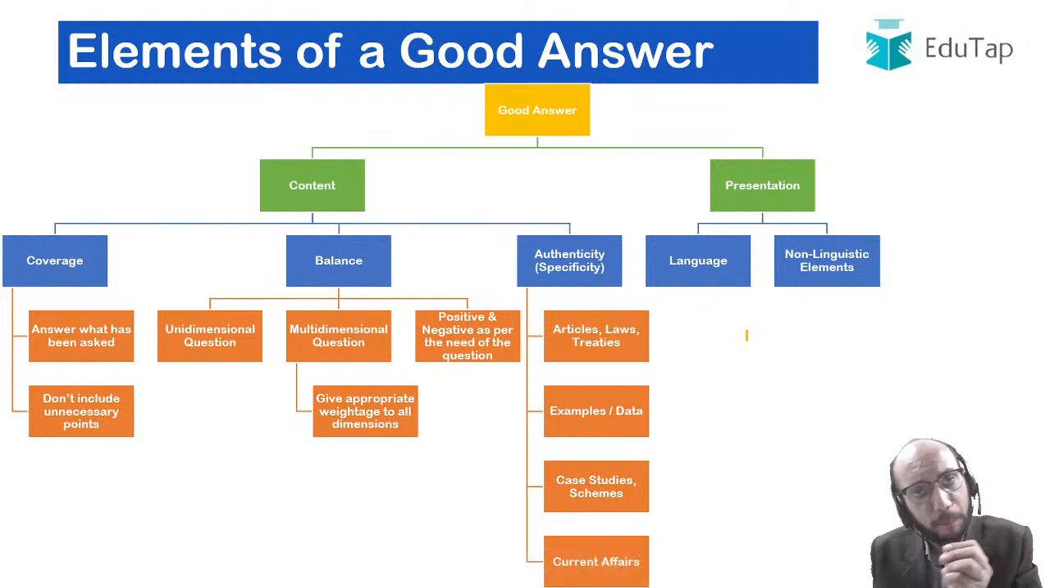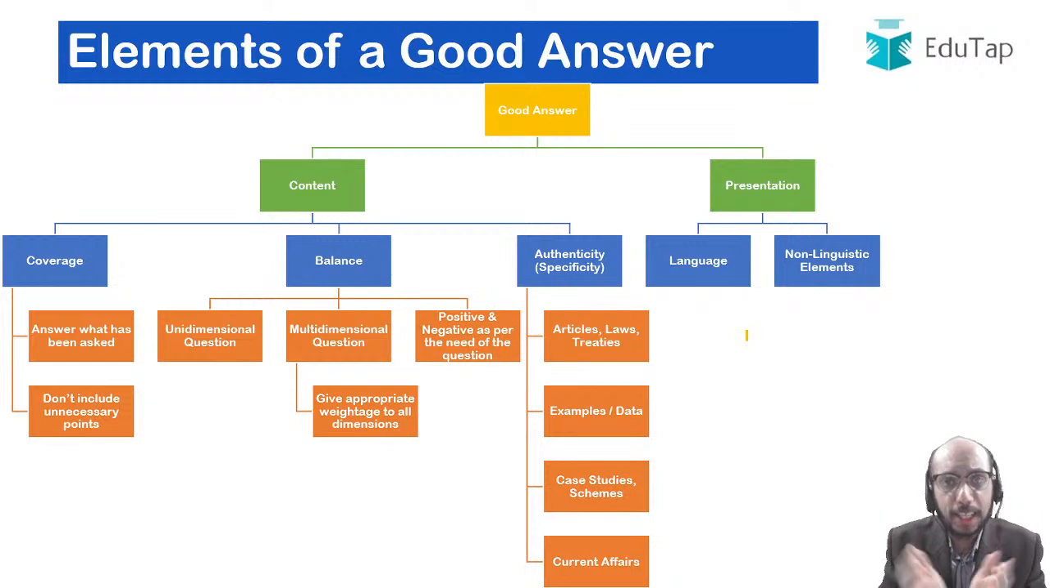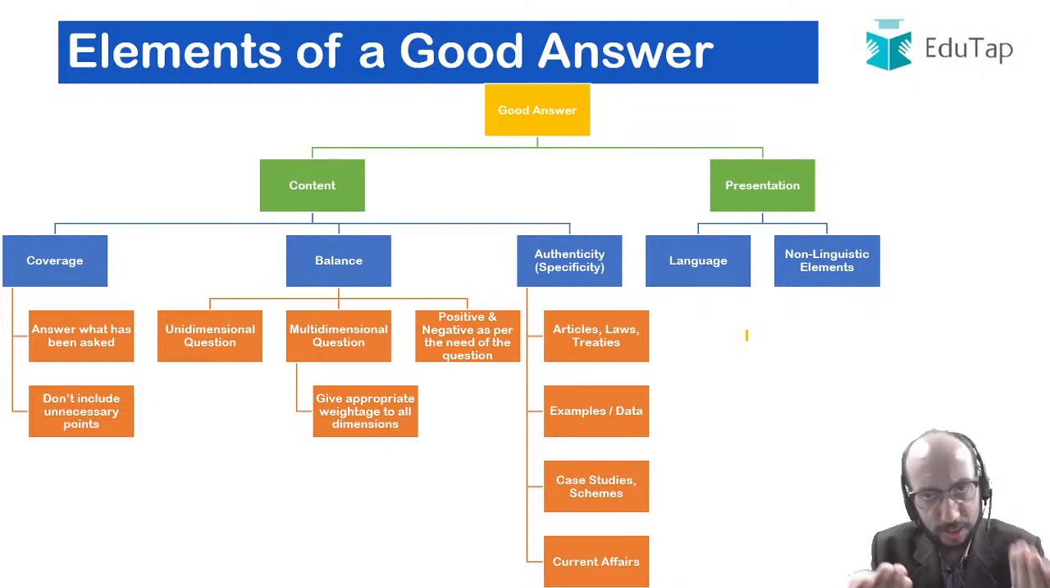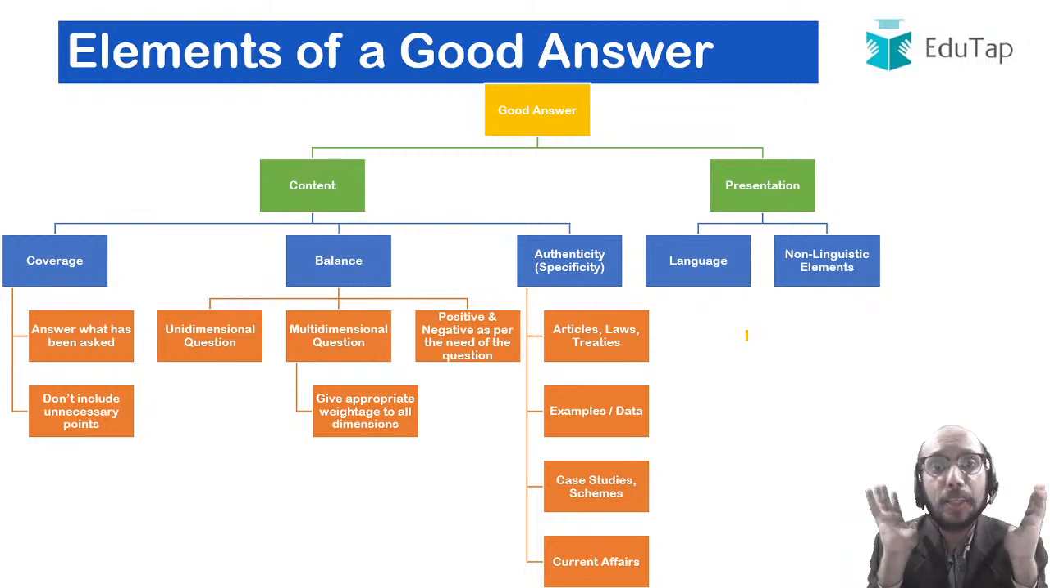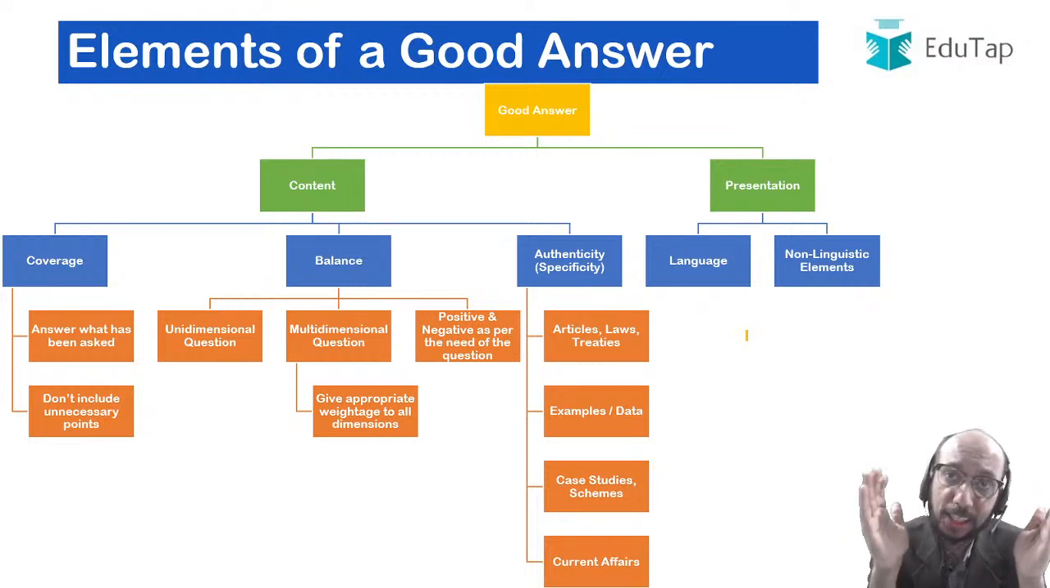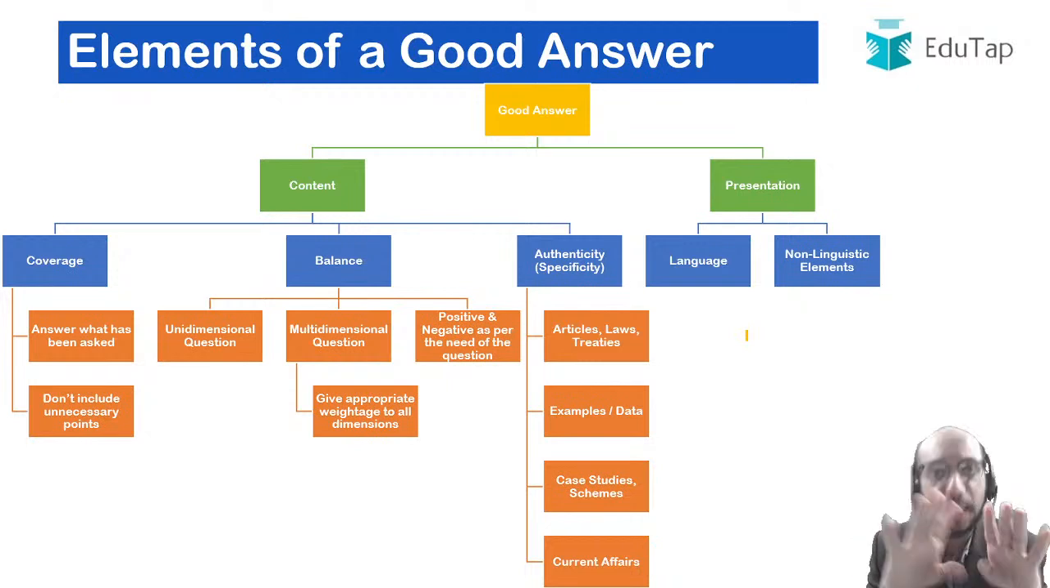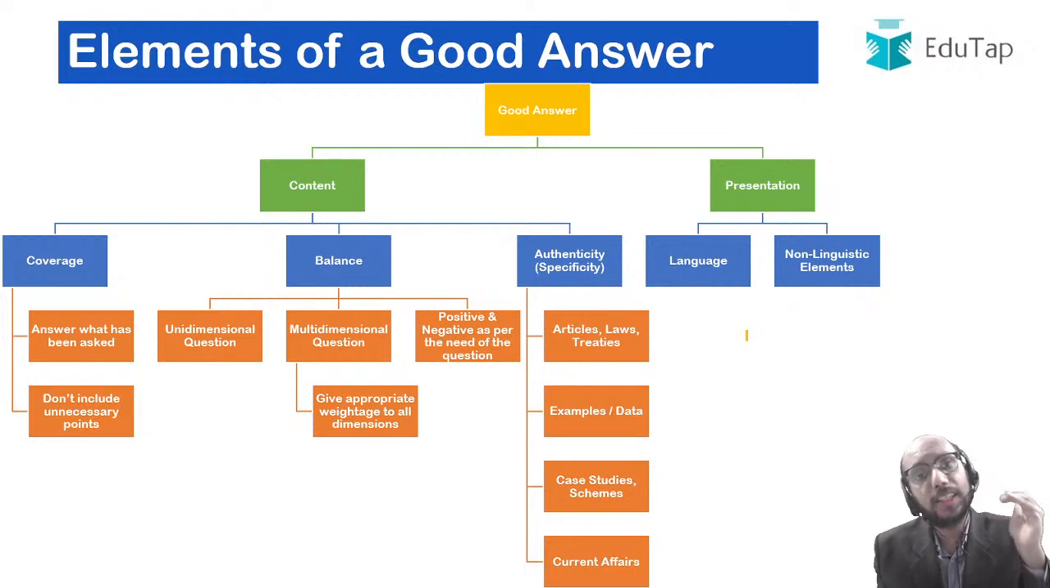करंट अफेयर्स के अंदर इंपॉर्टेंट डेवलपमेंट्स मालूम होने चाहिए। और इन सारी चीजों को व्हेन यू प्रेजेंट इन योर आंसर, let us say as value addition points, value does get added. Examiner does get convinced that yes, this candidate has a very strong idea about this particular matter, and therefore it is my duty to at least give average marks, and if possible give above average mark to this aspirant for this question. That is what these articles, laws, treaties, examples, data points, case studies, schemes and current affairs ka integration will help you in achieving.